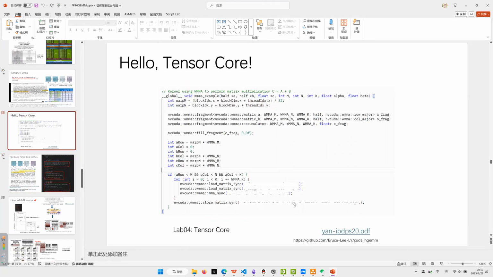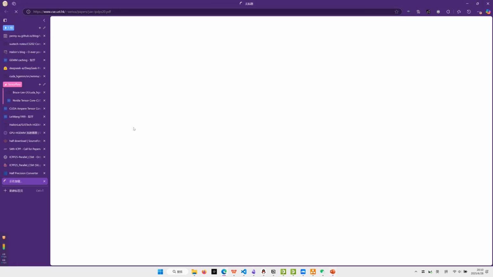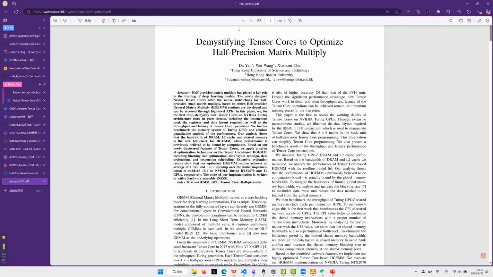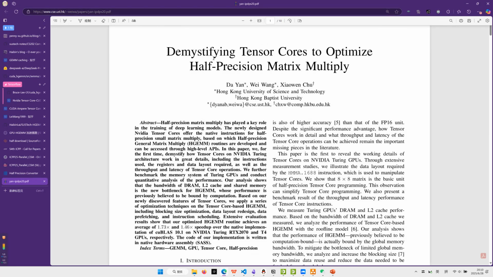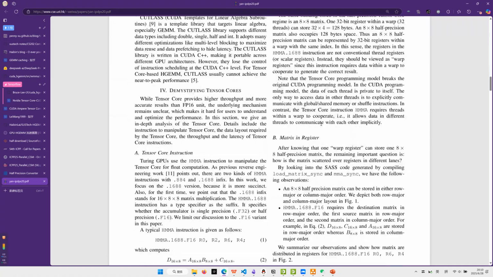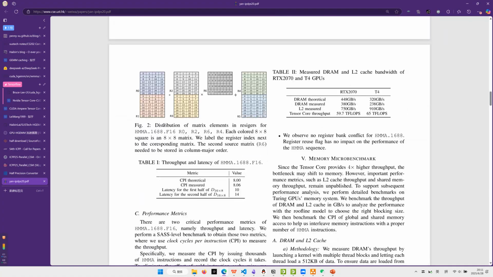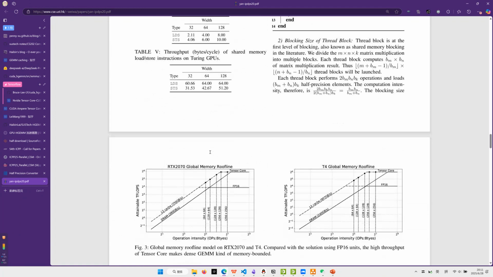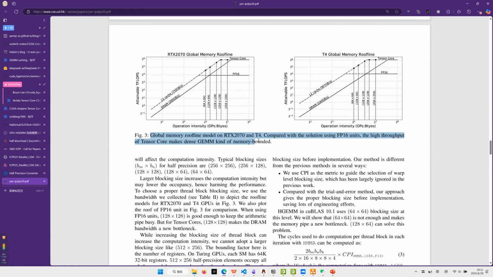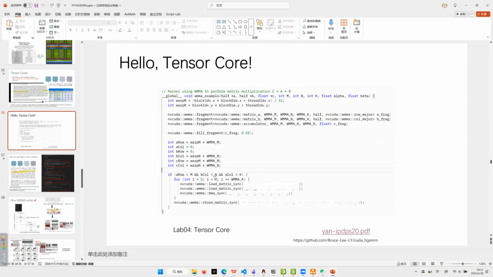Here I show most of the references. You can just click them to help optimize your result, like this paper from IPDPS 20. This is an old paper, and its idea is squeezing operator performance using tensor cores to optimize HGEMM, a half precision matrix multiply. You can get some ideas here on how to optimize your program, and you can also see some of the analysis here.